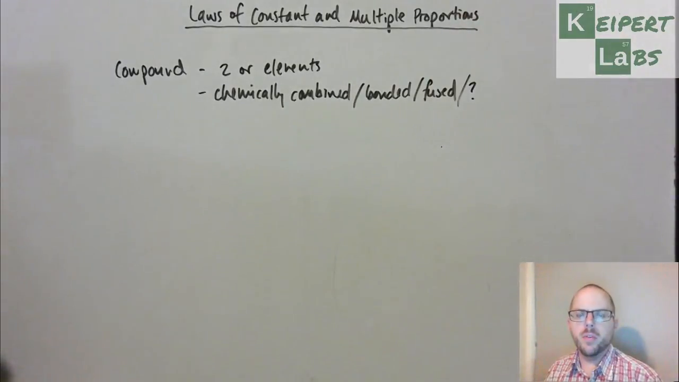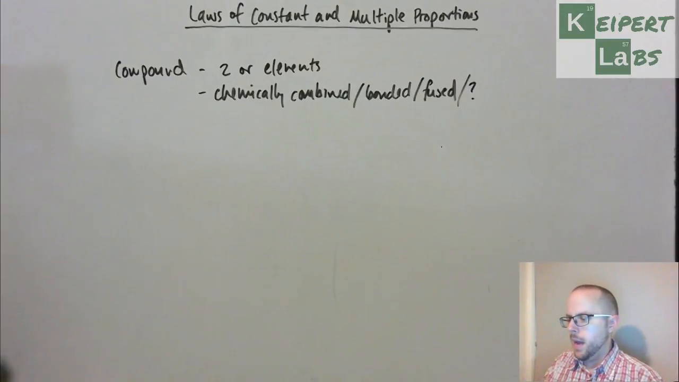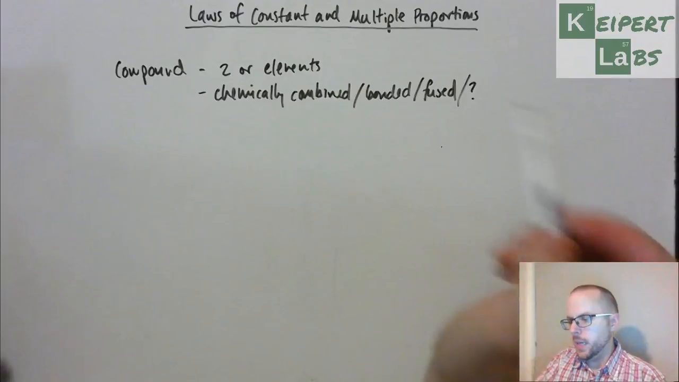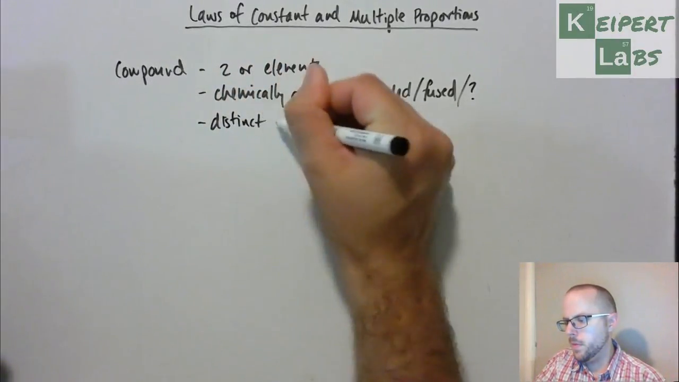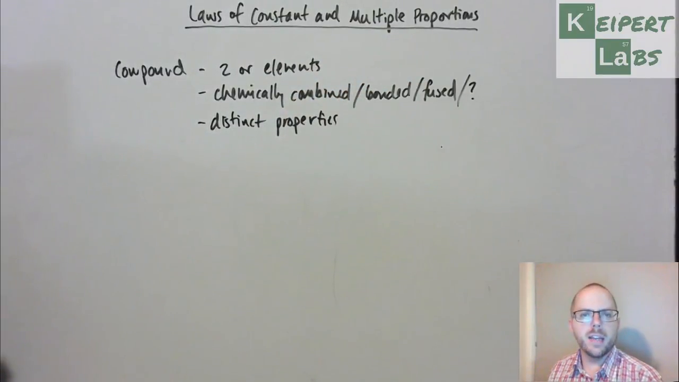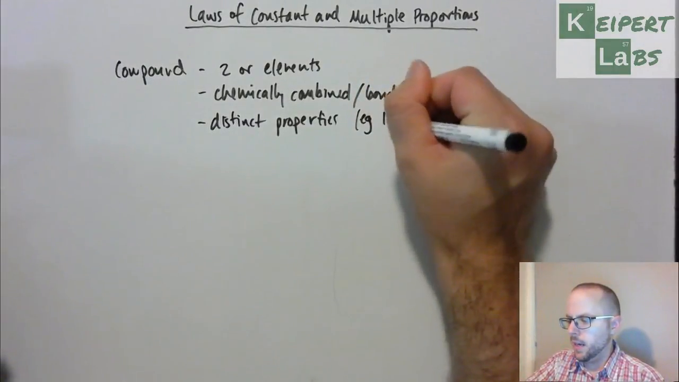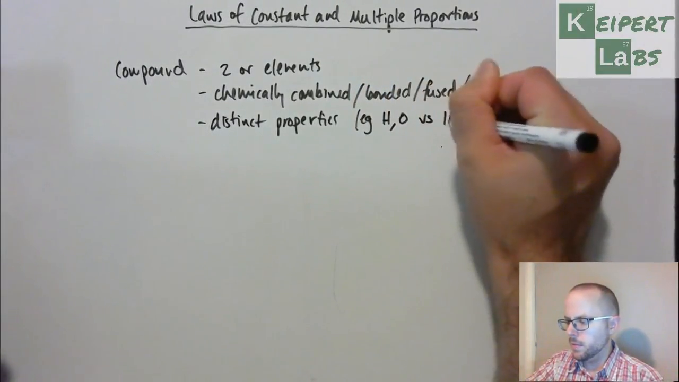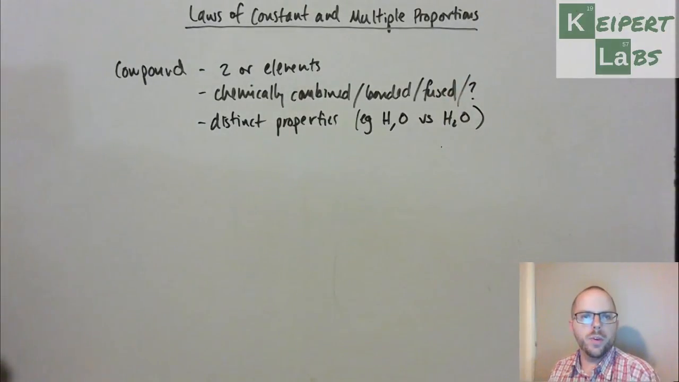So chemically combined or bonded or fused or joined or however you want to put it, and in a particular way, so that they have distinct properties. That is to say that they are different. Their properties are different from the elements that combined to make them. So we might say, e.g., H or O versus H2O.